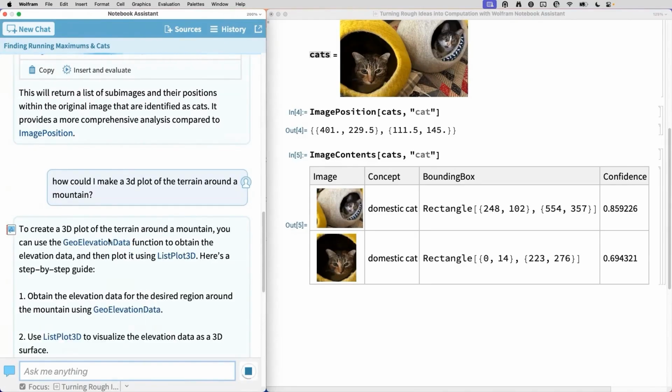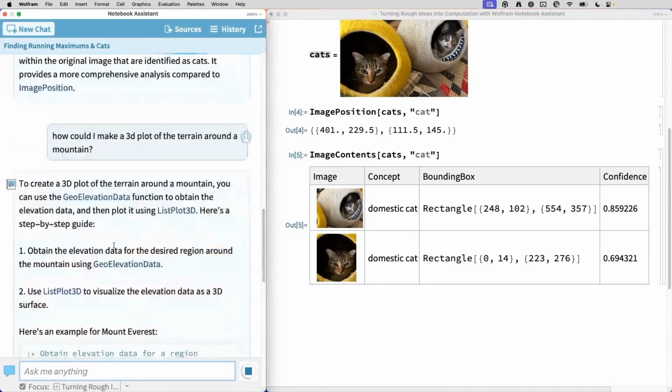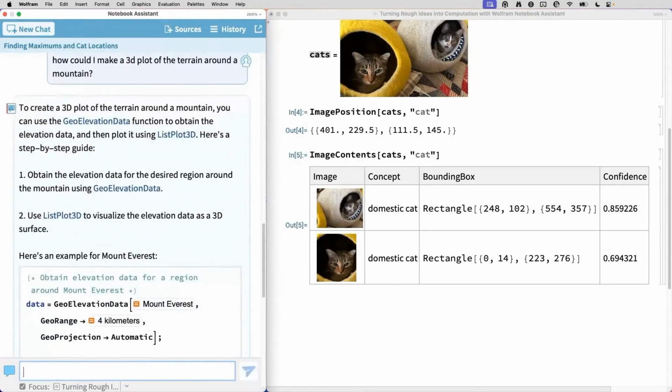Okay, so it's letting us know about these functions. Here's the thing. As an LLM-based thing, sometimes Notebook Assistant will hallucinate. I found it's actually quite good about not doing that. It really knows when to use Wolfram Language and the Wolfram Entity Framework to get real hand-curated information rather than just crawling the web or using information that was in the training data.